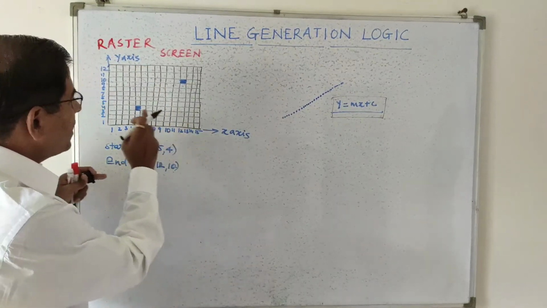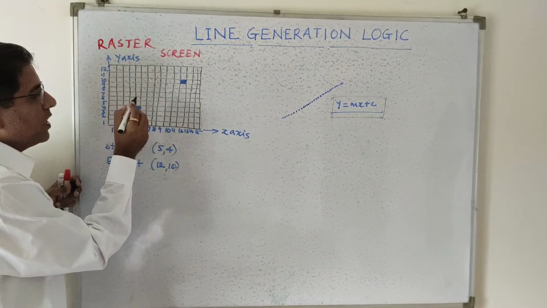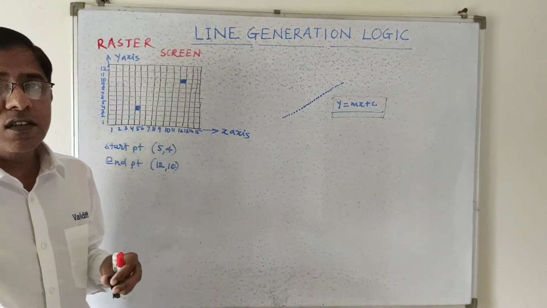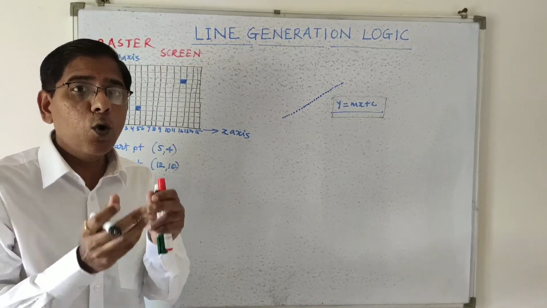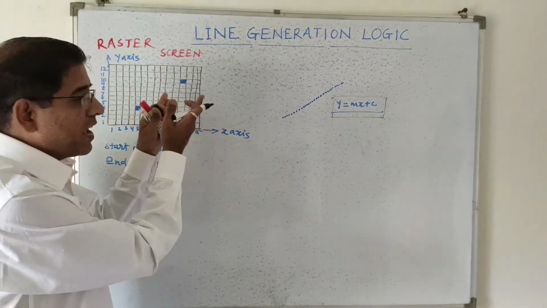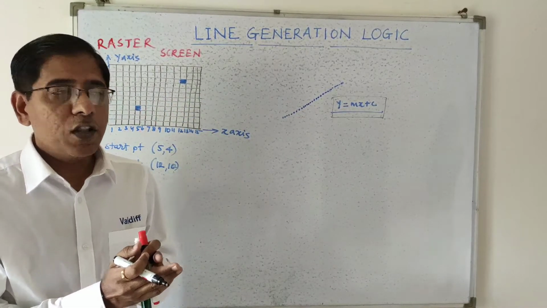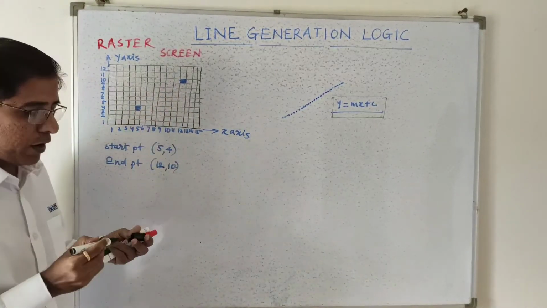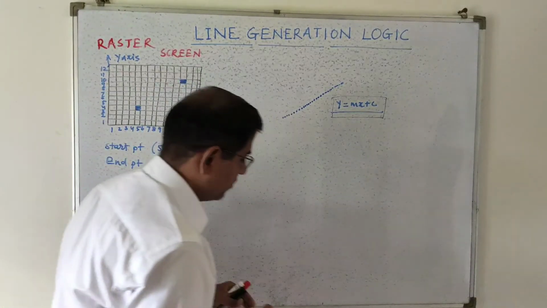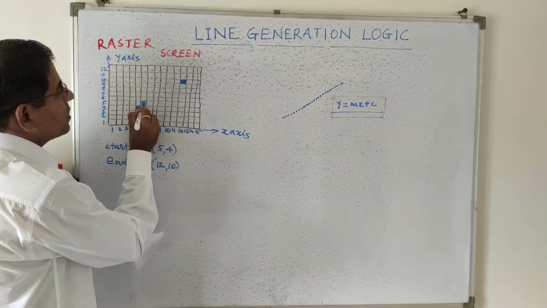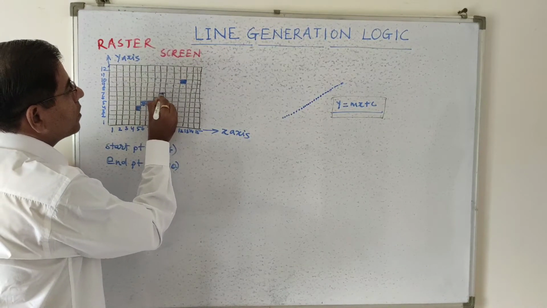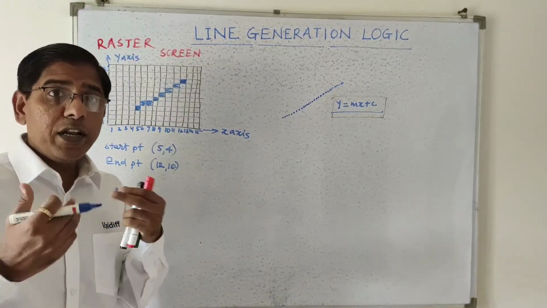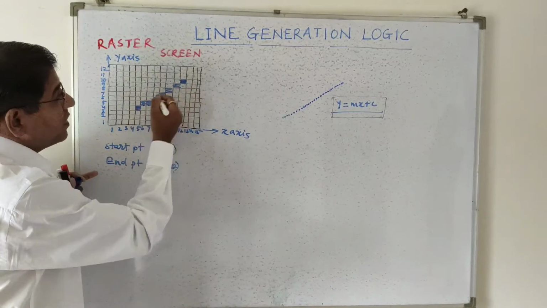Now in this case we know a start point and we know an end point. What are those intermediate pixels which will be selected and glown so that a desired line appears on the screen? We need to select the intermediate pixels between a start point and end point. Suppose these are those pixels which will get illuminated and a line appears on the screen.